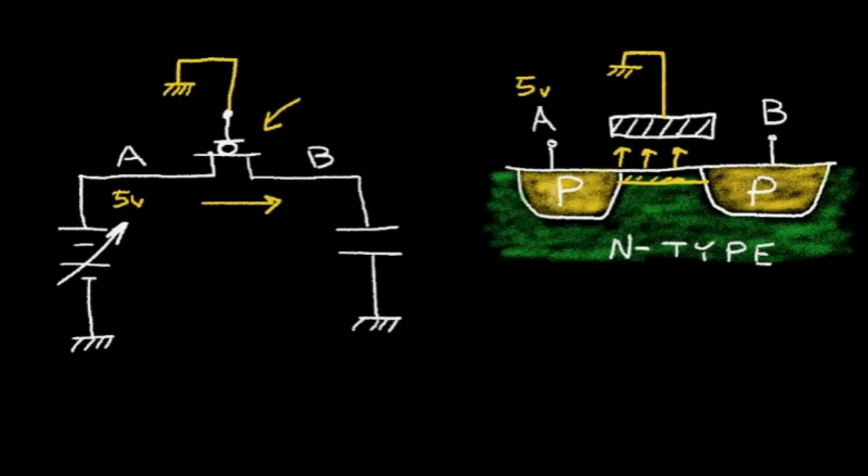But let's look at what happens in a different situation. Let's say we want to transfer 0 volts at point A over to point B. So instead of having 5 volts here, we have 0 volts. Let me again erase the electric field and remove the channel region.